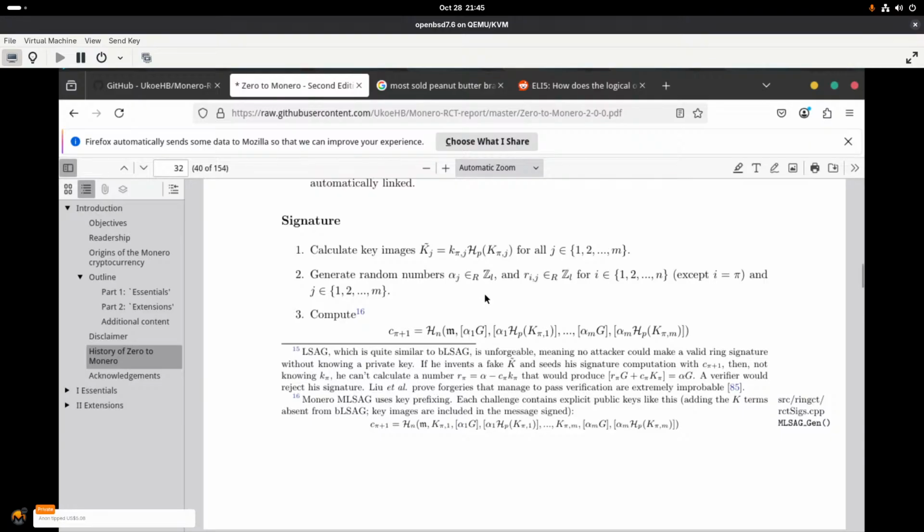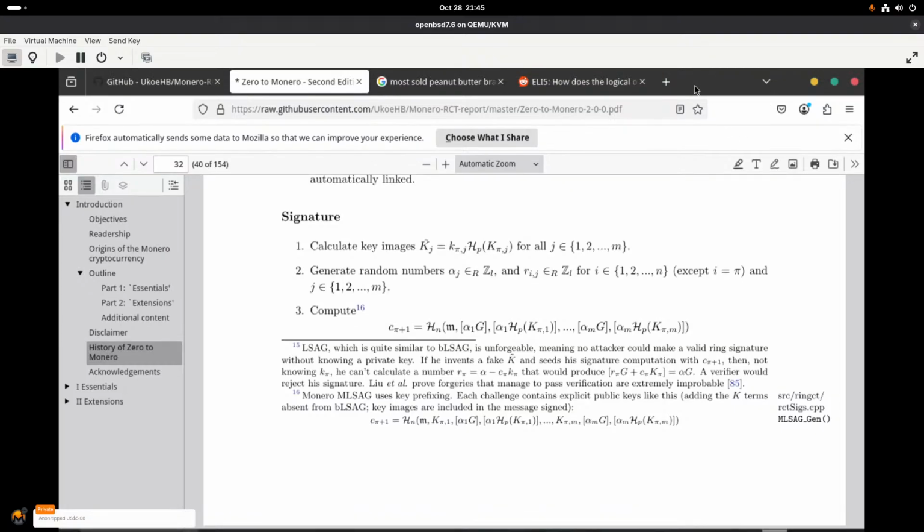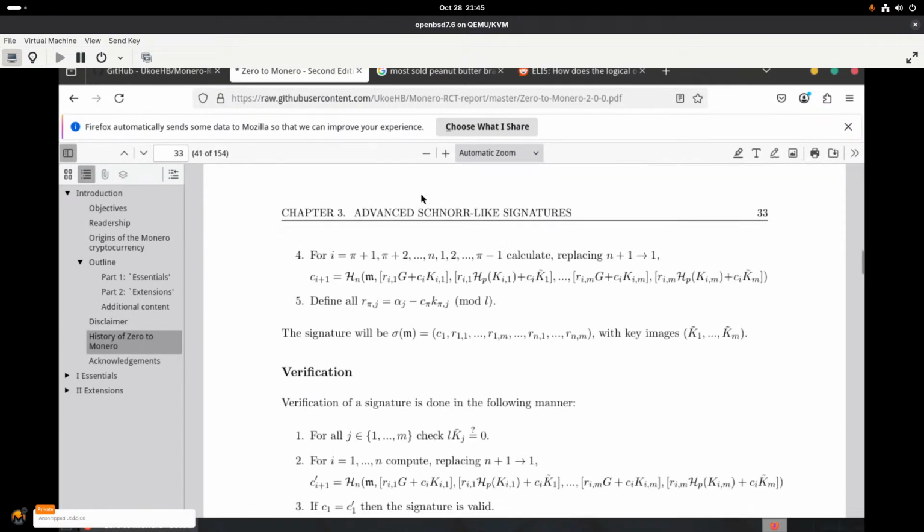Monero ML-SAG uses key prefixing. Each challenge contains explicit public keys like this, adding the K terms absent from BL-SAG. Key images are included in the message signing. So it makes forgery, I'm assuming, much harder. Like, people can't just steal your keys and then forge your signing.